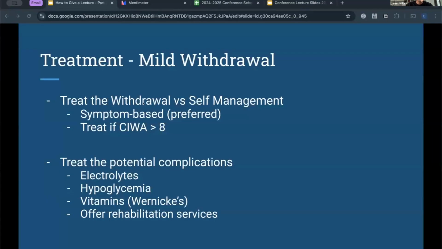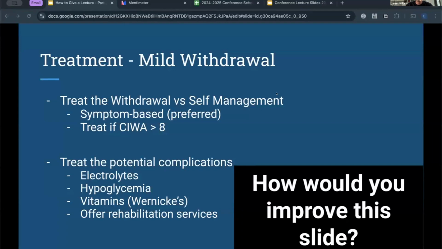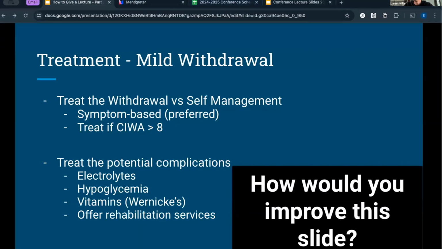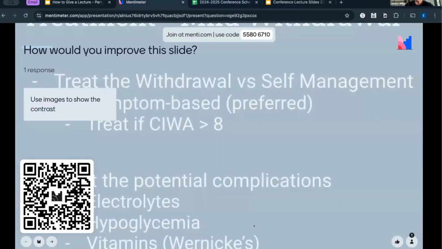And so here I'm going to give an example as well. So this slide could use some work. How would you improve this slide? And for this, I am going to have us I want people to take a picture of this QR code, answer how you would improve this slide based on some of the tips I was talking about here.